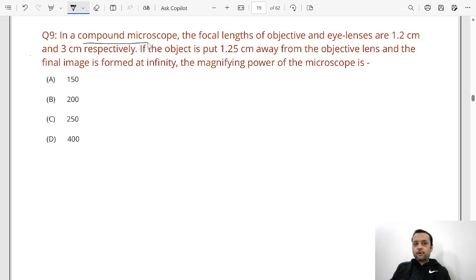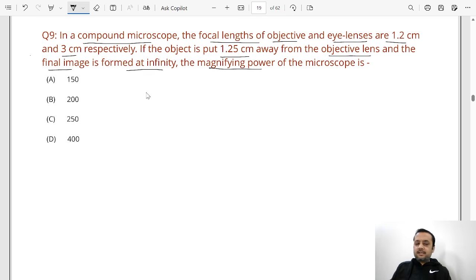In this question, there is a compound microscope. The focal lengths of the objective and the eyepiece lenses are 1.2 and 3 centimeter. The object is put 1.25 centimeter away from the objective lens. The final image is formed at infinity. We have to calculate the magnifying power.